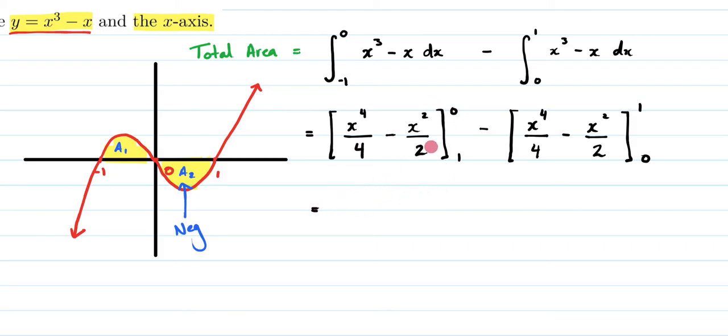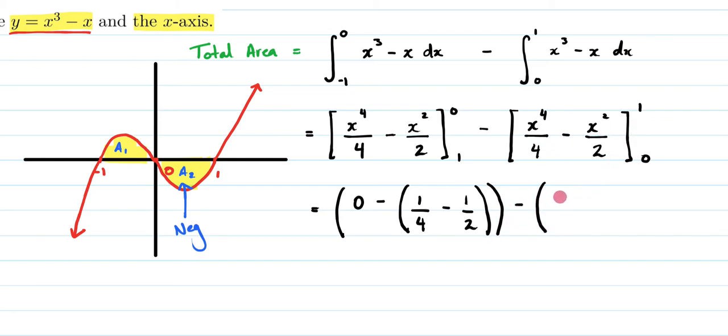So I'm obviously going to put 0 in there, which is just going to leave me with 0. Then I'm going to subtract this. When I put 1 in here, 1 over 4 minus 1 over 2. Then I'm going to close that bracket. Then I'm going to close it again. Then I'm going to subtract, and I'm going to open my bracket. I'm going to put 1 in here, which is going to leave me with 1 over 4 minus 1 over 2.